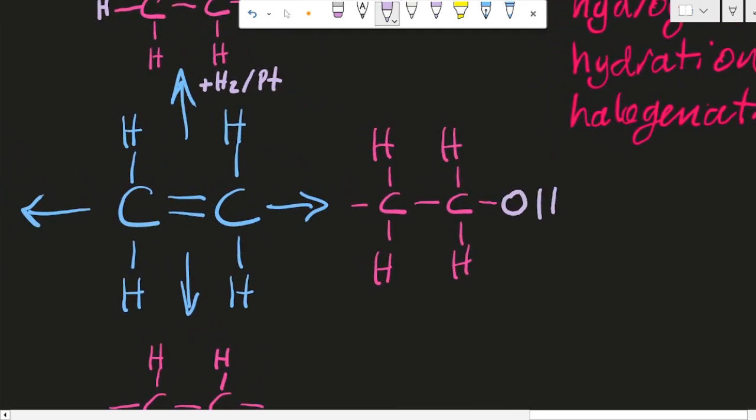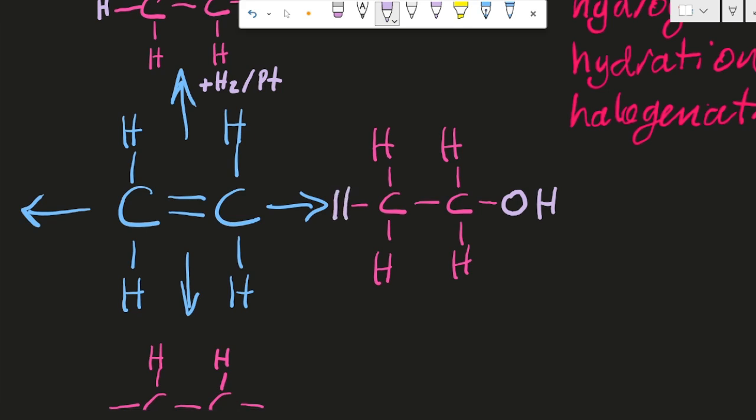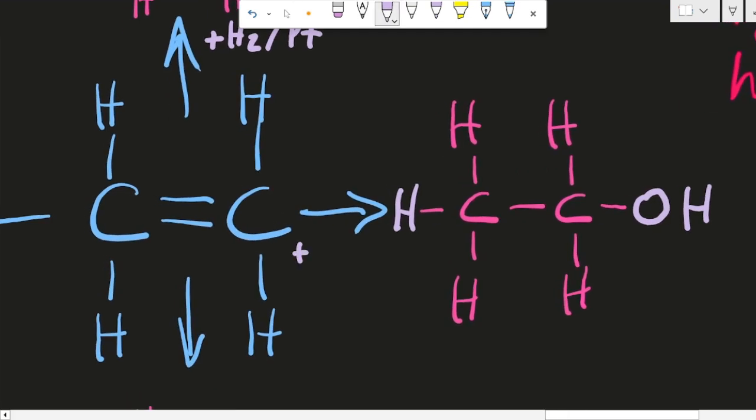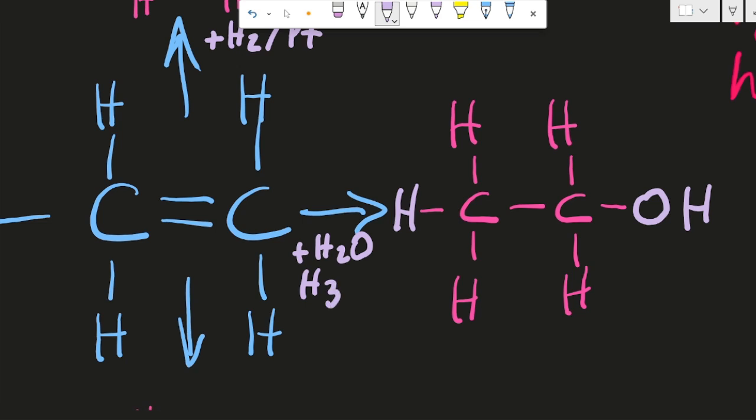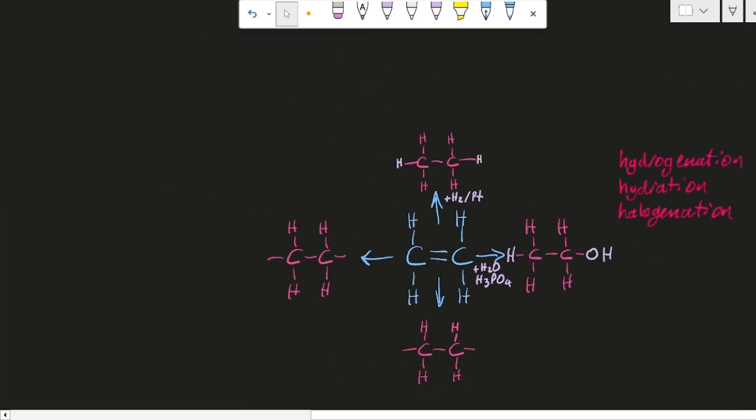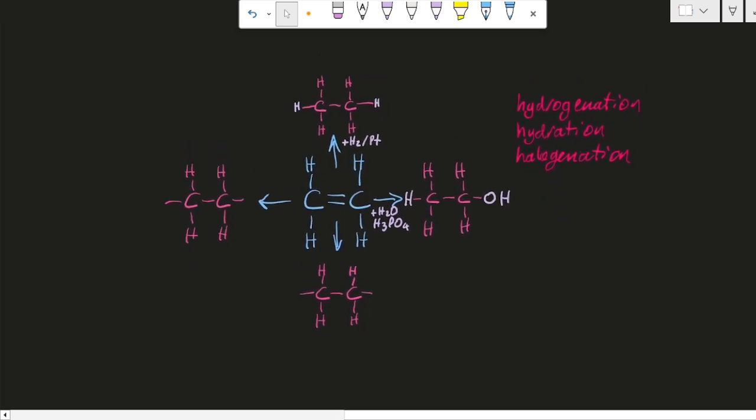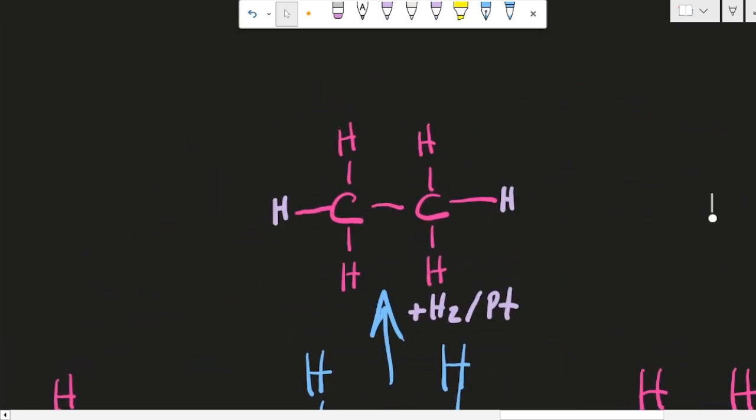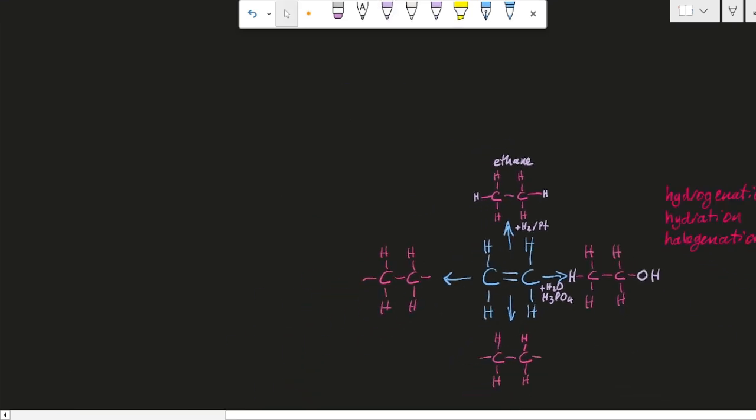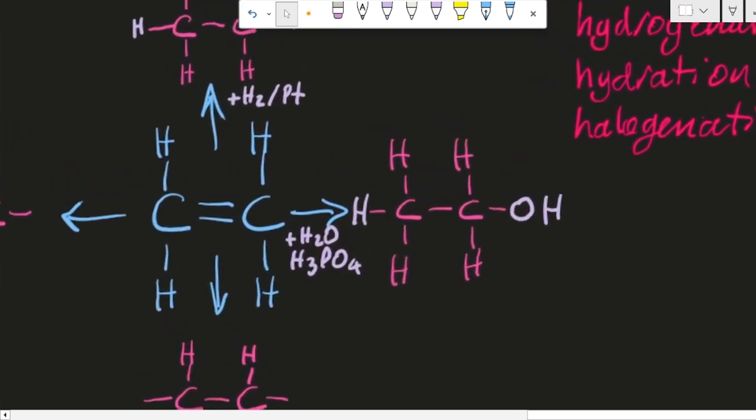Next up, after hydrogenation, is hydration. Don't get those confused. Again, I'm going to add half of the molecule on one side, half on the other. So that's adding water. The catalyst is phosphoric acid. No one's quite sure if you have to know that. And so that's hydration. So in the first case, I made ethane from ethene. And in the second case, I've made ethanol.